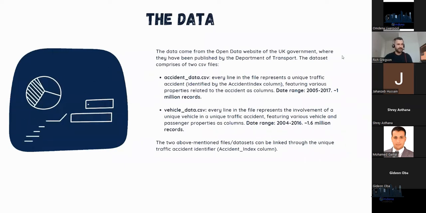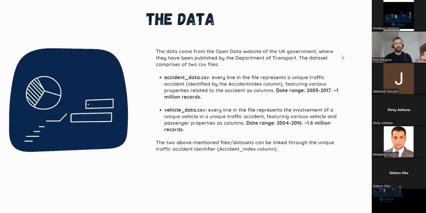In the vehicle data, every line is an observation of the involvement of a unique vehicle. So if one accident has multiple cars involved, they will all be listed under the same accident index. That is from 2004 to 2016, so a slight difference in distribution, but that was the most up-to-date and most robust one I could find, and that is 1.6 million records.